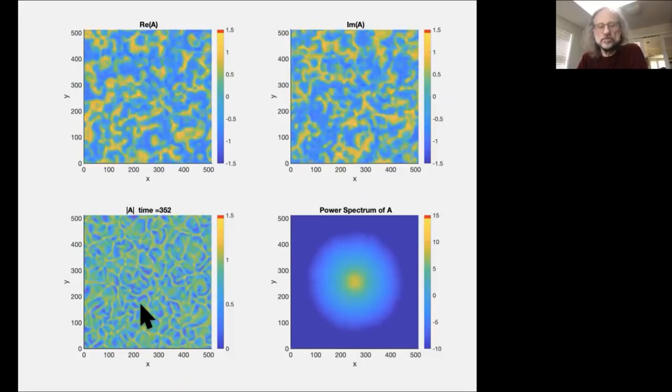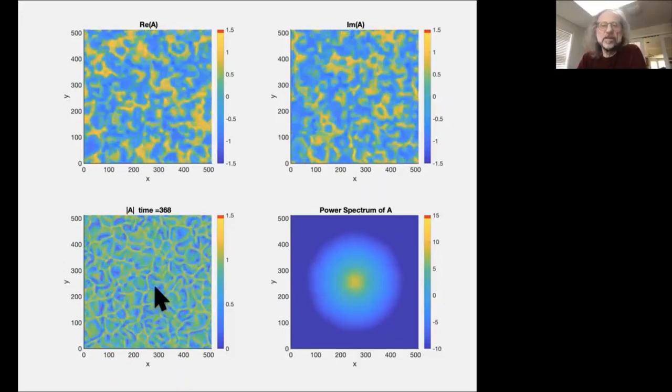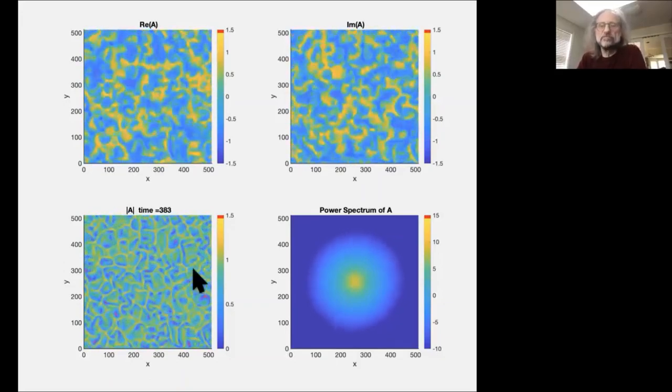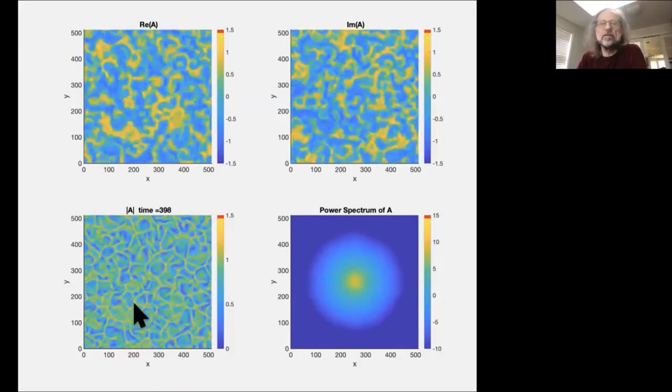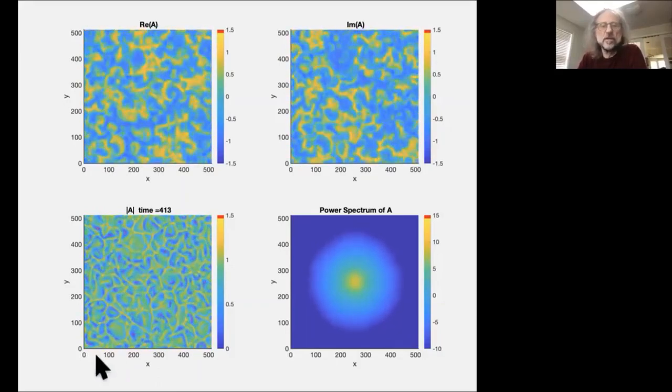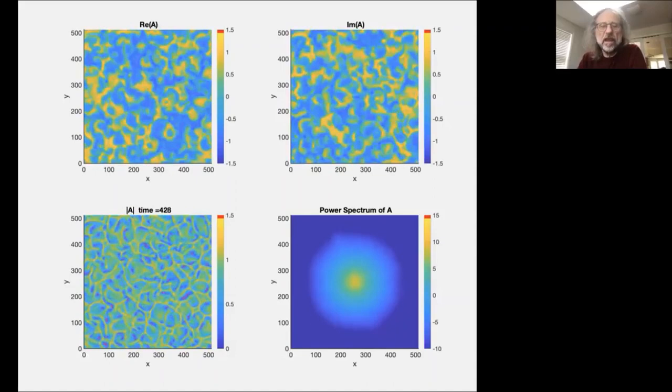So can we also have states where you have both this turbulent or incoherent state and the spirals, where they sort of coexist? So let's see. One can actually.